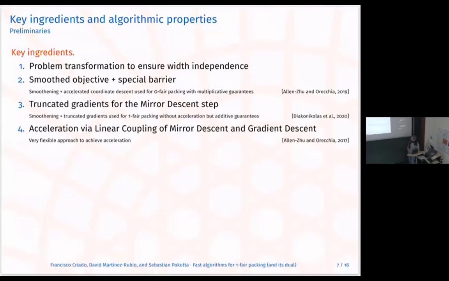And last but not least, we basically use this concept of linear coupling, which couples together two optimization algorithms, in fact, mirror descent and gradient descent, and that allows us to get an accelerated method. And that's quite a flexible framework, basically, to put these algorithms together.